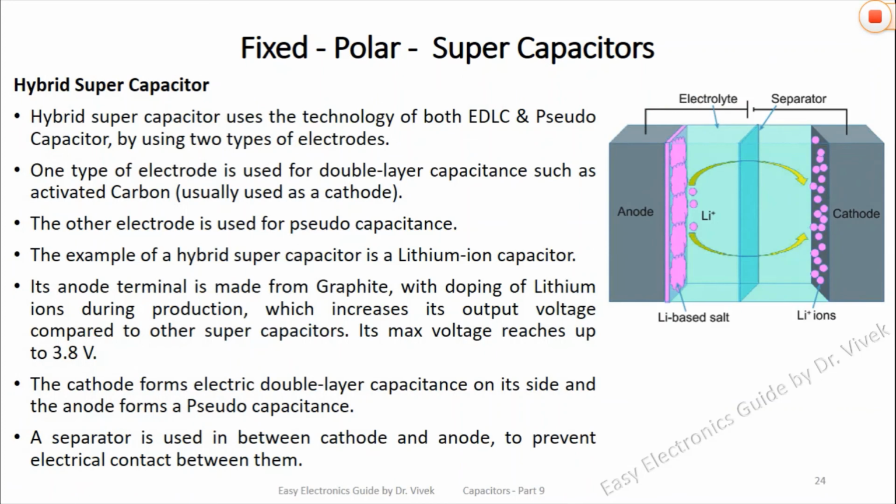Hybrid supercapacitor uses the technology of both EDLC and pseudocapacitor by using two types of electrodes. One type of electrode is used for double layer capacitance such as activated carbon, and the other electrode is used for pseudocapacitance.